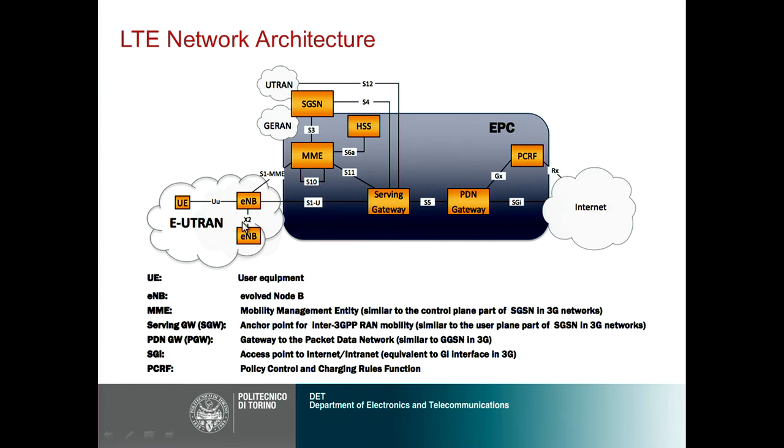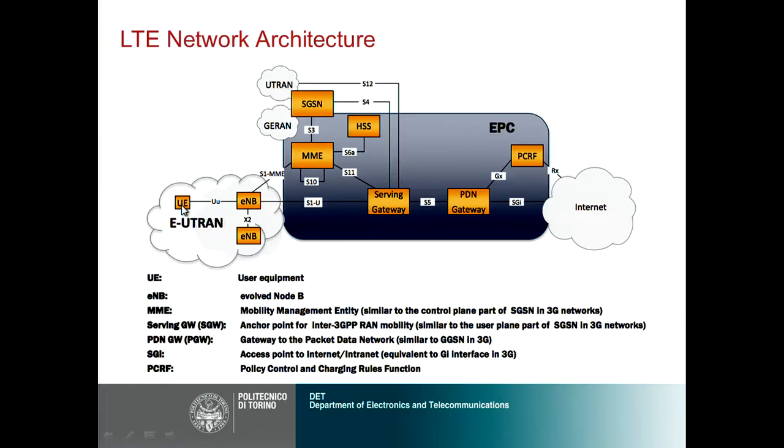Also, you see between these blocks, there are letters, UU, X2. These are the name of the interfaces. The interfaces is the definition of the procedures of how you exchange data between these entities. The UU interface is the definition of the interface between the user terminal, or UE. UE is the official terminology for user terminals in 4G and 5G. User equipment, because it can be anything, not just a phone, it can be a sensor, it can be a car. User equipment is whatever has 4G or 5G capabilities.